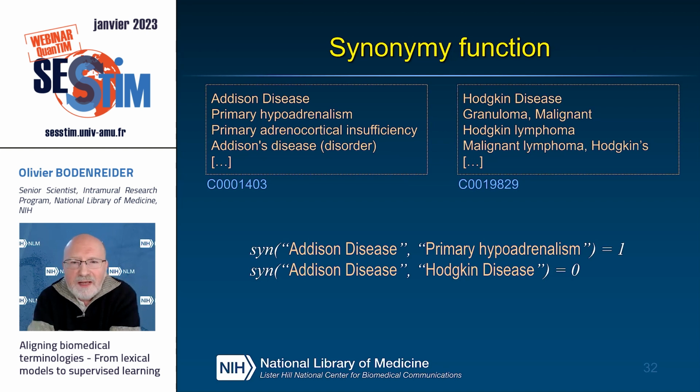So we need essentially to create a synonymy function. And an ideal synonymy function would, if we look at two concepts here, Addison's disease and Hodgkin's disease, a good synonymy function would take any terms from the first group, and when we compare them pairwise, it would find them synonymous, would label them with a 1. And in contrast to this, if we take any term from the first group and we compare it to any term from the second group, it should find them non-synonymous and label them with a 0.